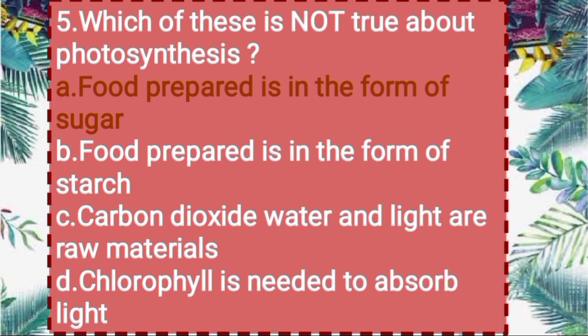Option D: chlorophyll is needed to absorb light. The answer is that food prepared is in the form of sugar, because food prepared is in the form of starch in its different parts, and carbon dioxide, water and light are raw materials which are needed to make their food, and chlorophyll is also needed to absorb light. So the answer is option A.